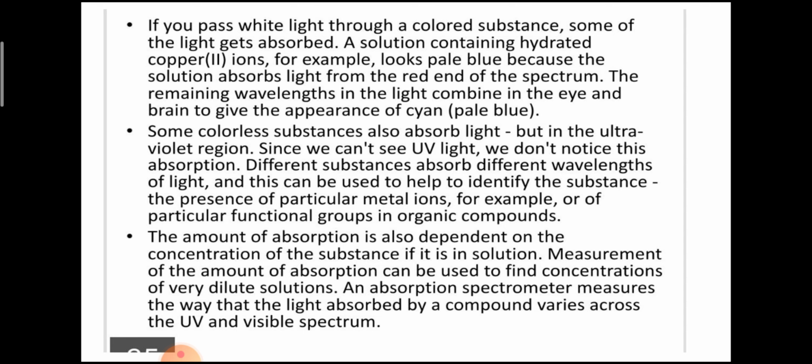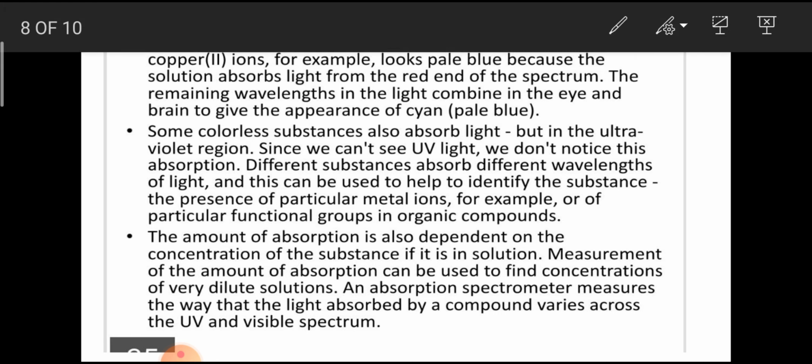Different substances absorb different wavelengths of light, and this can be used to help to identify the substance. This applies, for example, to the presence of particular metal ions or particular functional groups in organic compounds. The amount of absorption is also dependent on the concentration of the substance if it is in solution. Measurement of the amount of absorption can be used to find the concentration of very dilute solutions.